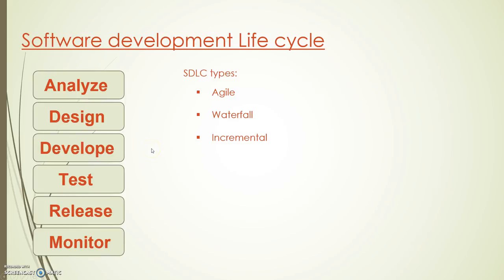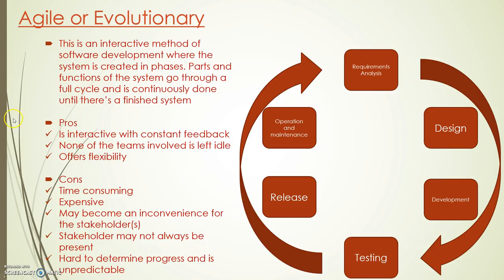Now we go to the software development life cycles. Now, a typical software development life cycle has 6 phases: the analysis phase, design phase, develop phase, testing phase, release phase, and monitoring phase. There are several types of SDLC, but today we will be discussing the 3 major types: the agile, the waterfall, and the incremental. The agile approach.